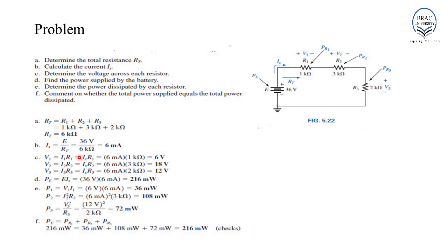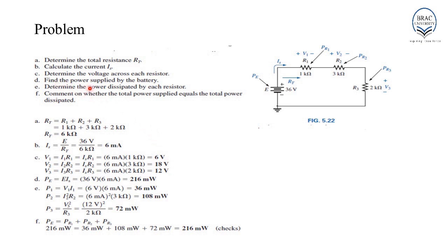Thus, using Ohm's law, we can determine V1, the potential drop across R1, V2, the potential drop across R2 and V3, the potential drop across R3, which will be 6 volt, 18 volts and 12 volts.